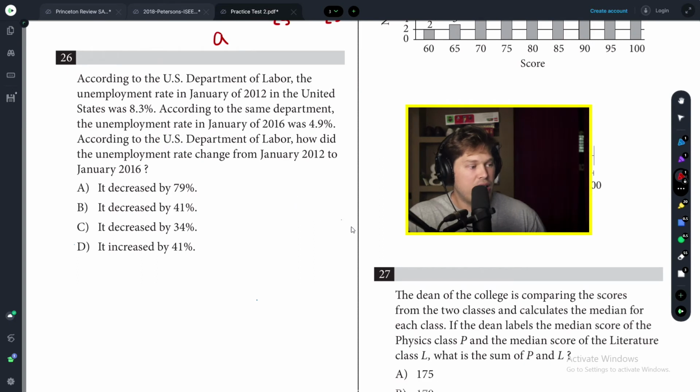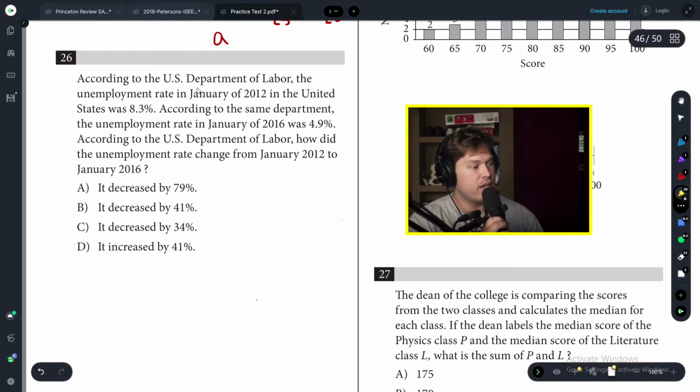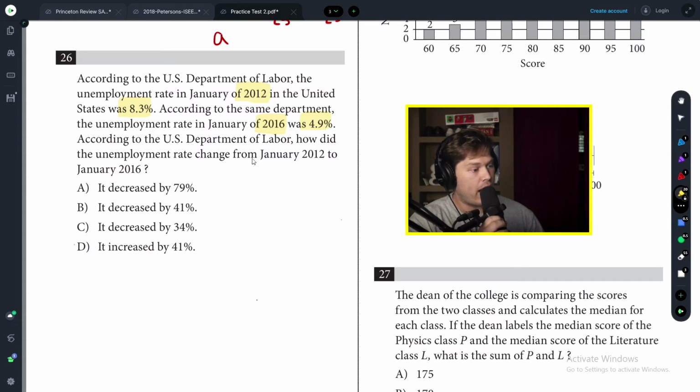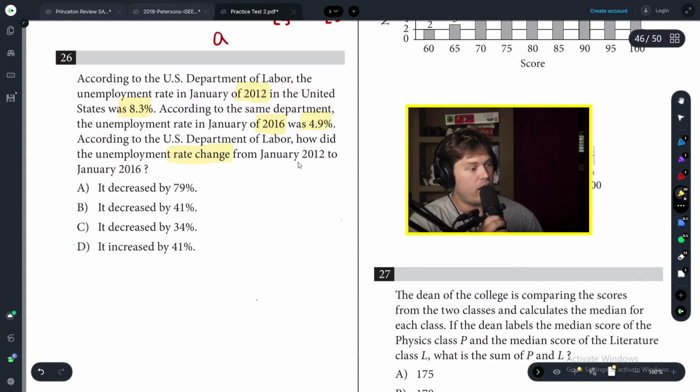Number 26. According to the U.S. Department of Labor, the unemployment rate in January of 2012 in the United States was 8.3%. According to the same department, the unemployment rate in January of 2016 was 4.9%. According to the U.S. Department of Labor, how did the unemployment rate change from January of 2012 to January of 2016? So in 2012, it was 8.3%, and in 2016, it was 4.9%, and we're asked to see how much the rate changed between the 2 years.